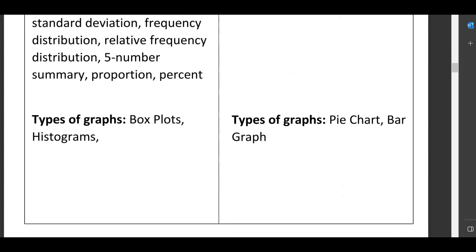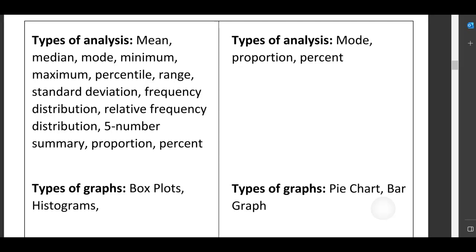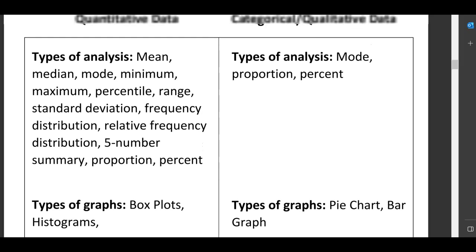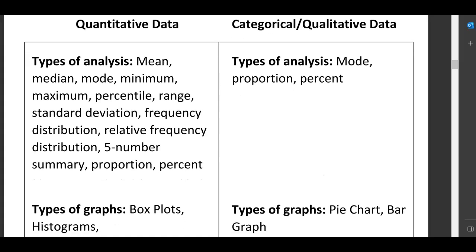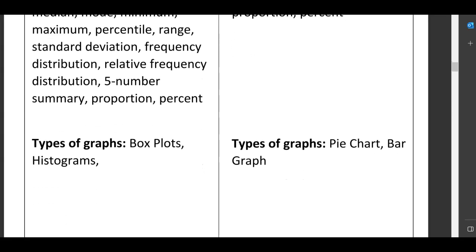Continuing on, types of graphs, box plots, histograms. Those are the main types of graphs for the quantitative data. In qualitative data, we have bar graphs and pie charts primarily, but there's lots of others, but these are the types in the course.